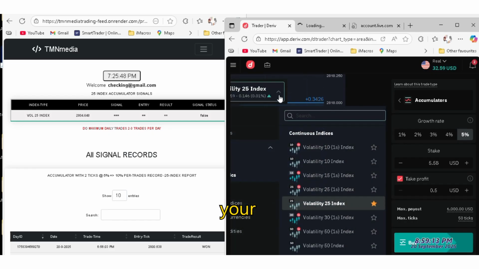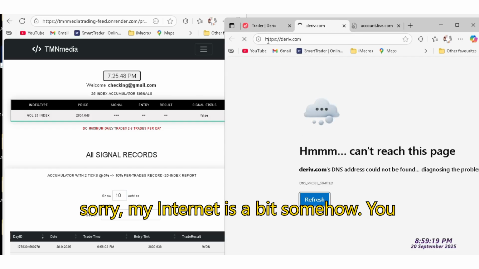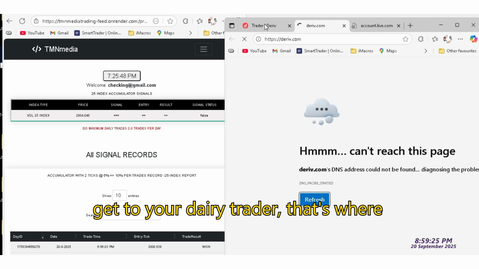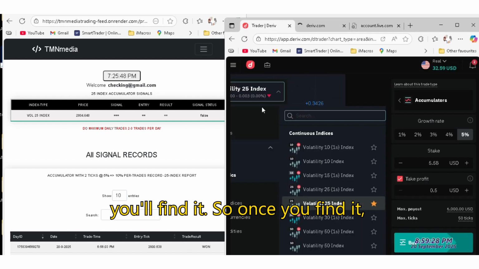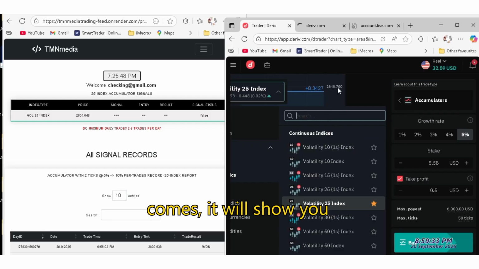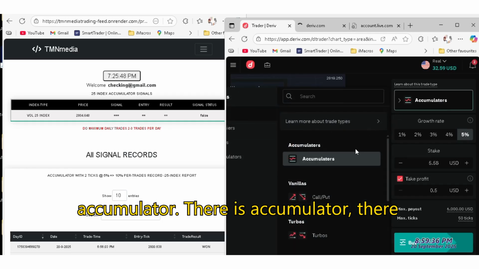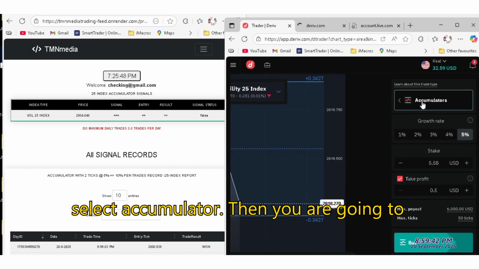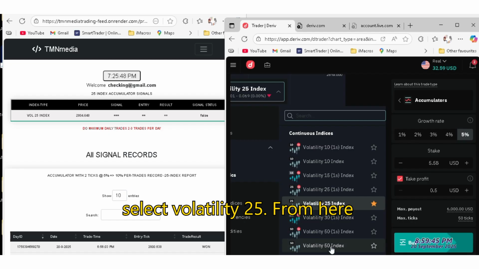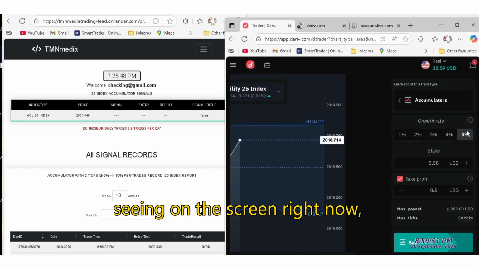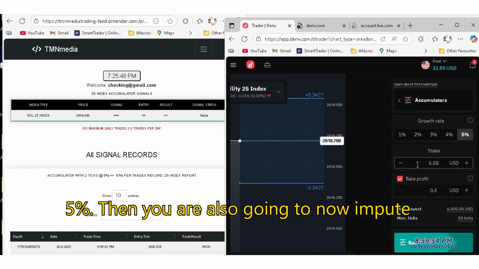You get there when you get to your Deriv trader. Sorry, my internet is a bit slow. Once you get to your Deriv trader, that's where you find it. Once it comes, it will show you accumulator. There is accumulator, there is put, there is rise and fall, there is orders. You are going to select accumulator. Then you are going to select volatility 25 from here. You are going to select 5%, like you are seeing on the screen right now. Then you are also going to input your amount.